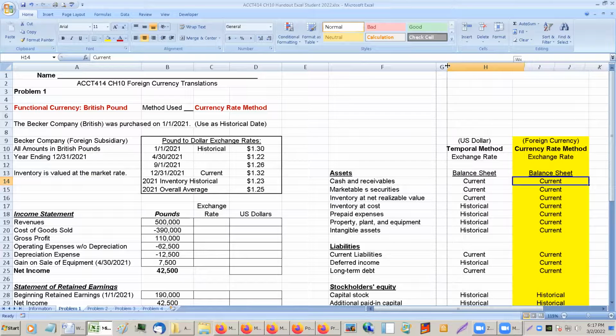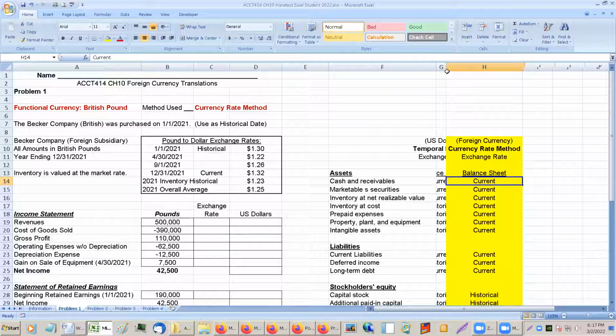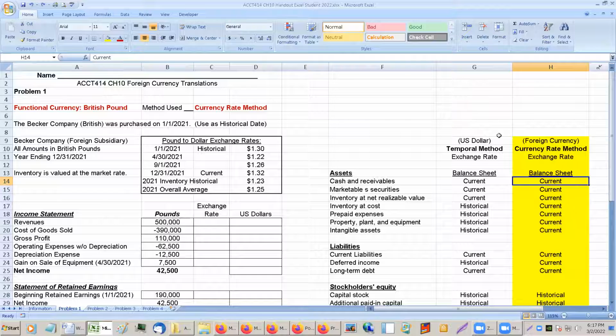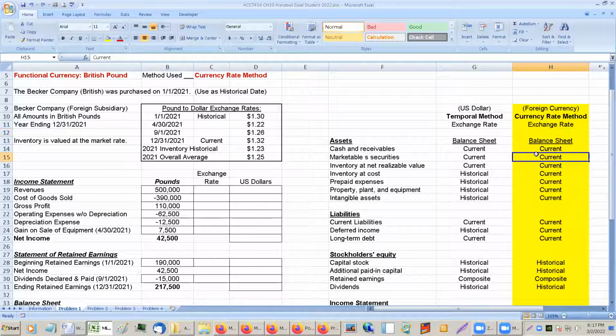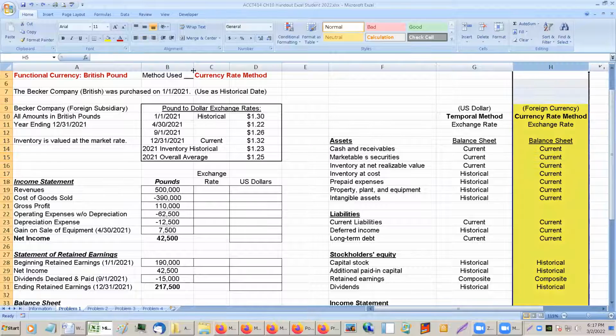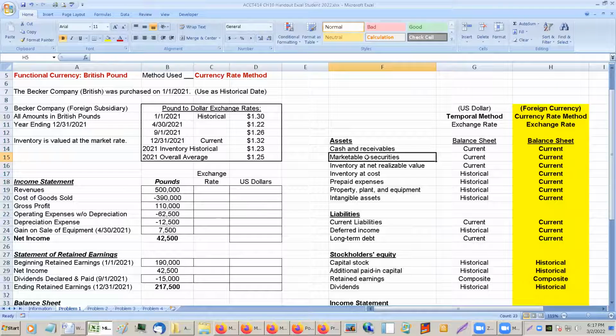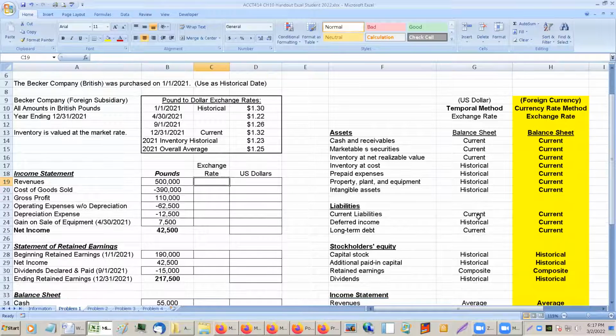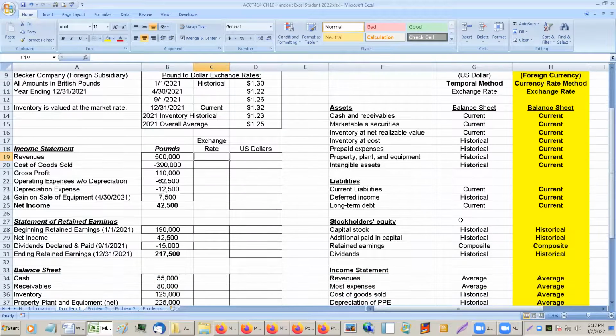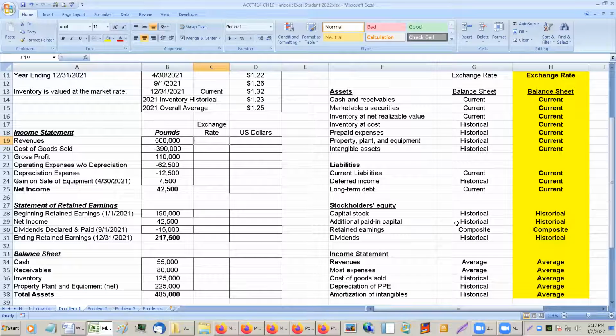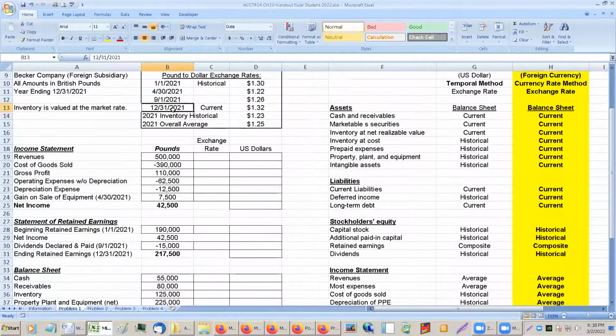Since we're using that one, I'll use this one over here. Okay, so let's go to the exchange rates. It's kind of a two-step process. We have to know which rate we're looking for, average, composite, current, whatever, and then we have to go over here and find it up here at the top.